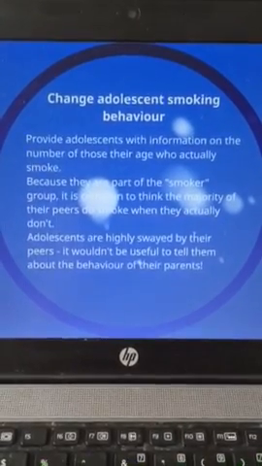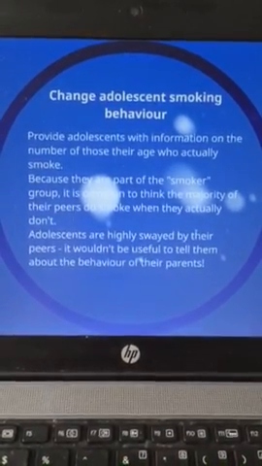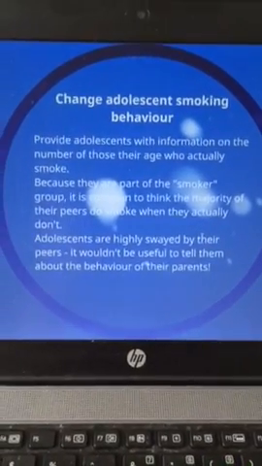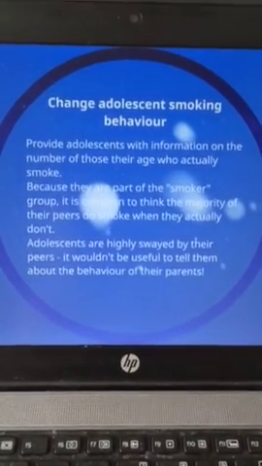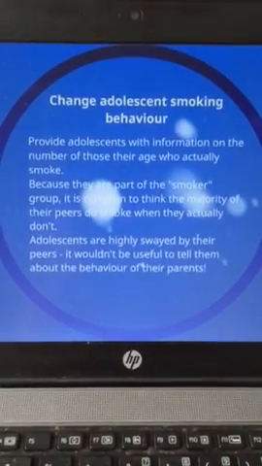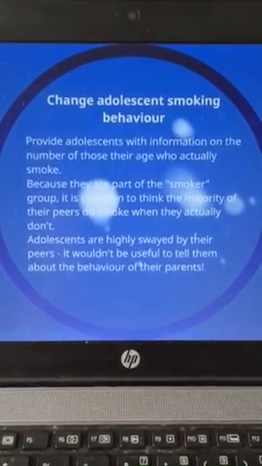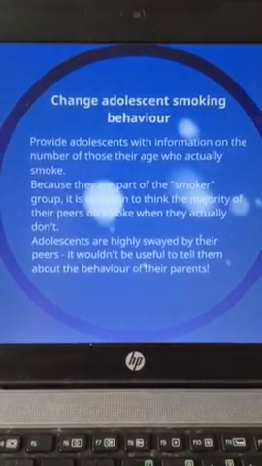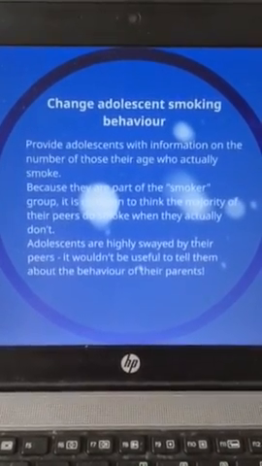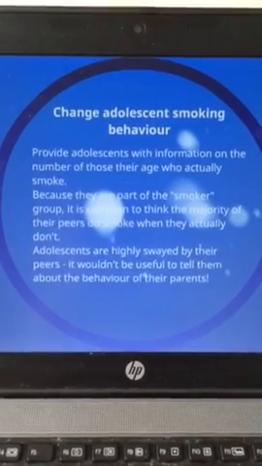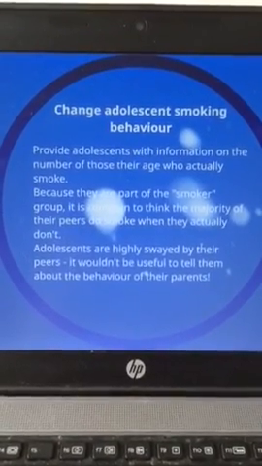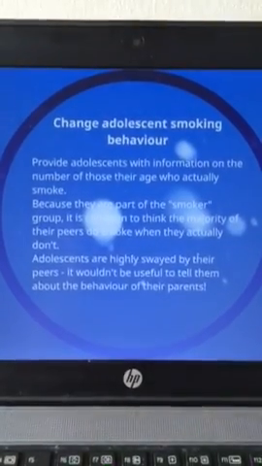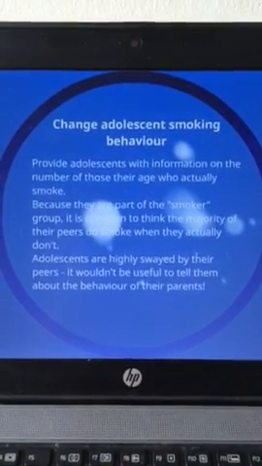Because they're part of the smoker category and the smoker group, all of their peers may also be smokers, so they may think that the majority of their peers do smoke, when in actual fact, the majority of the same kids their age don't. Because adolescents are highly swayed by their peers, this is a useful strategy. Whereas if we told them the number of parents that smoke, or we told them about their parents' disapproval of their smoking, this wouldn't be effective at changing their behavior.